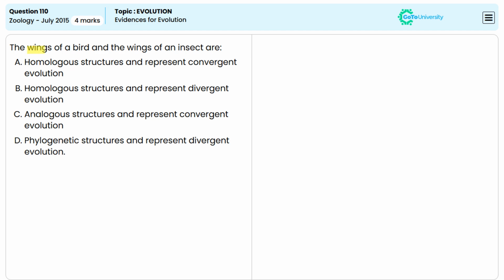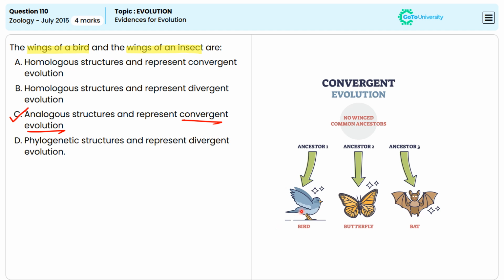The wings of a bird and the wings of an insect are the examples of what structures and what type of evolution do they represent? The answer is option C, analogous structures and represent convergent evolution. So here we have the examples, it is the wings of a bird and the wings of an insect.